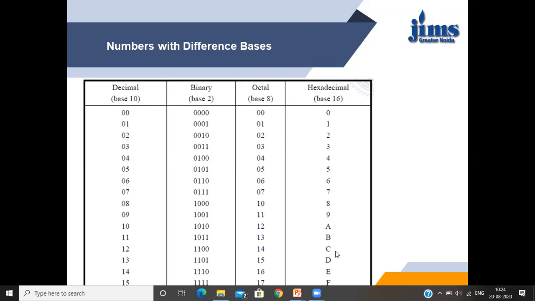So in the upcoming lectures, we will concentrate only on 3 number systems, that is binary, octal, and hexadecimal. These are the number systems which are used in your computer or any digital manipulations or calculations.